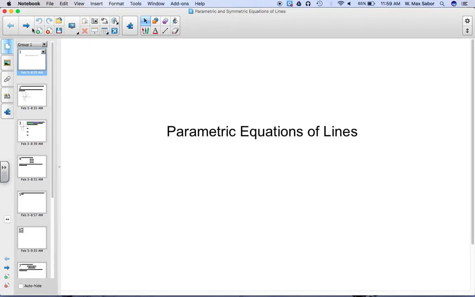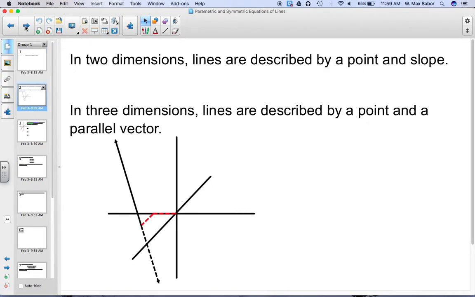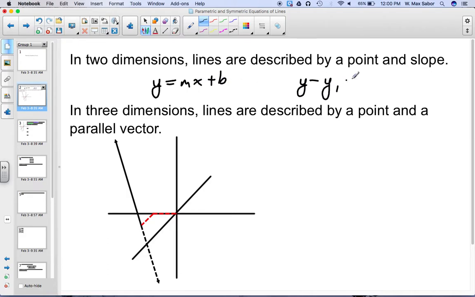What is a parametric equation of a line and how do we calculate it? In 2 dimensions, lines are described by a point and a slope, something like y equals mx plus b. But sometimes we'll write it with y minus y1 equals m times x minus x1. In 3 dimensions, we no longer describe them that way. We describe them by some sort of point and a parallel vector.